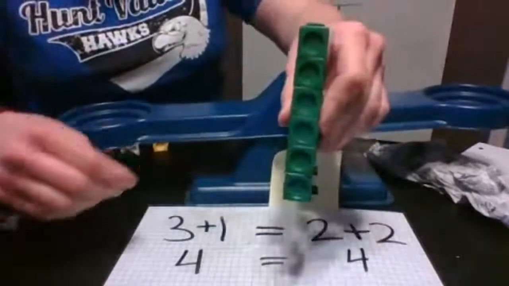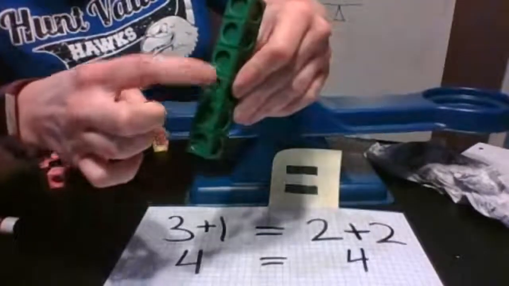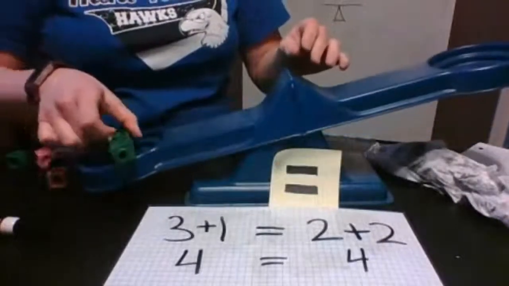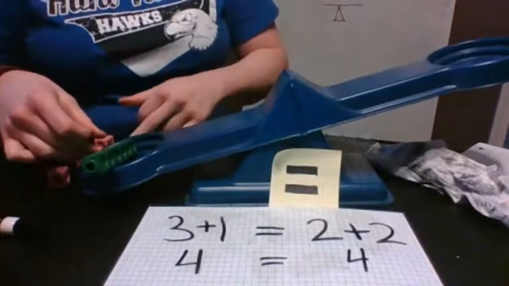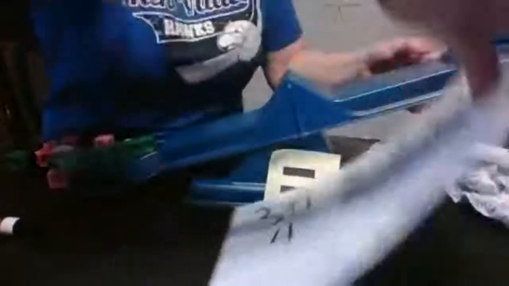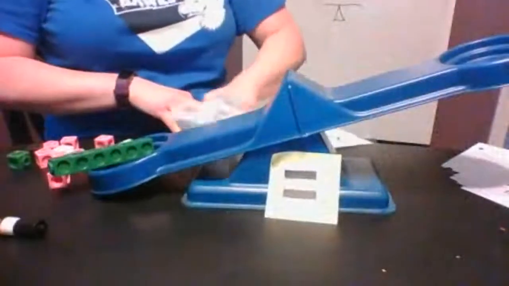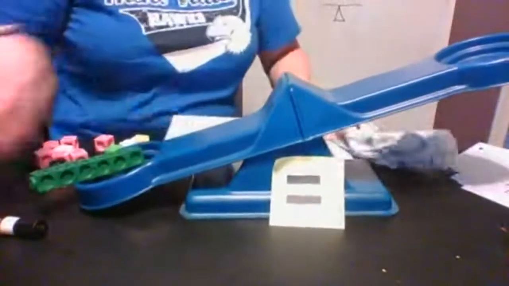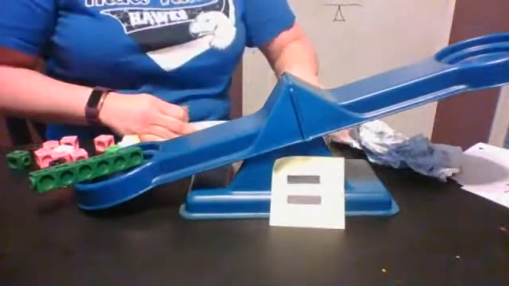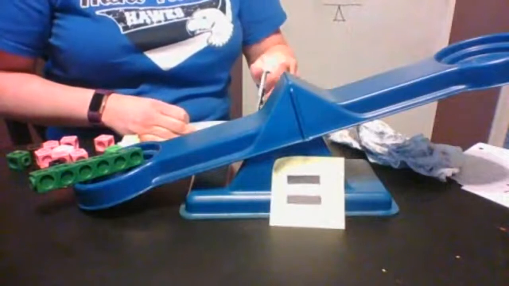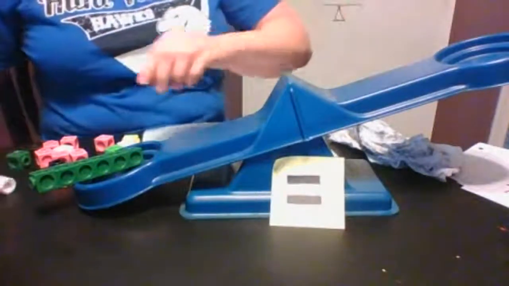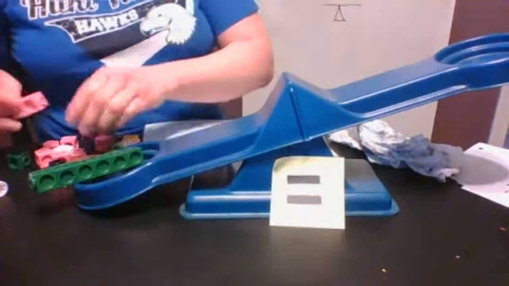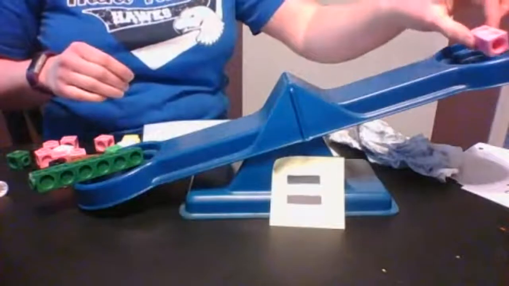All right, so here I have 6 greens. 1, 2, 3, 4, 5, 6. So I'm going to put my 6 greens on one side. Oh yeah, it's very, very heavy. Let me get my paper ready to write. Okay, so that side is equal to 6. And on this side, let's see. On this side, I'm going to put 2.